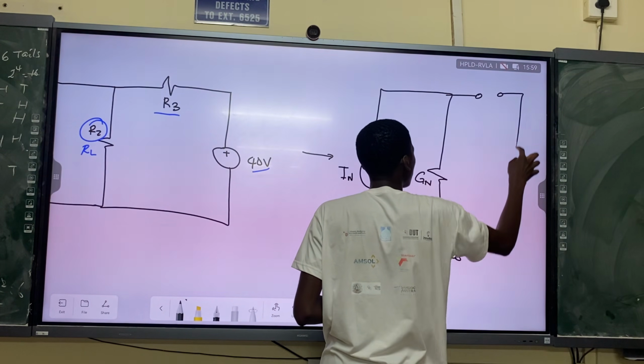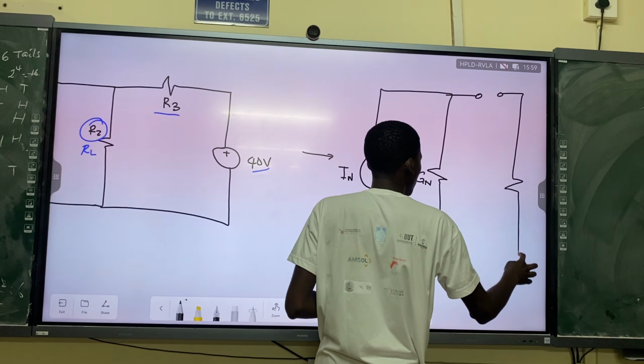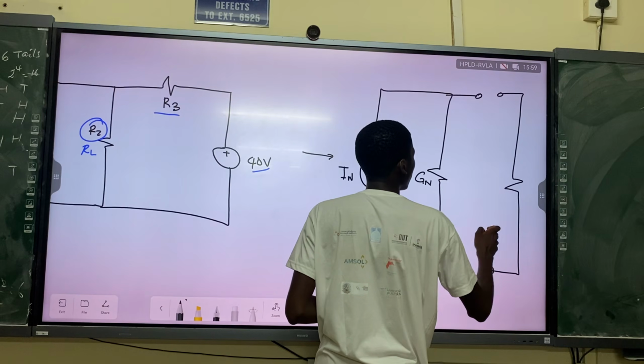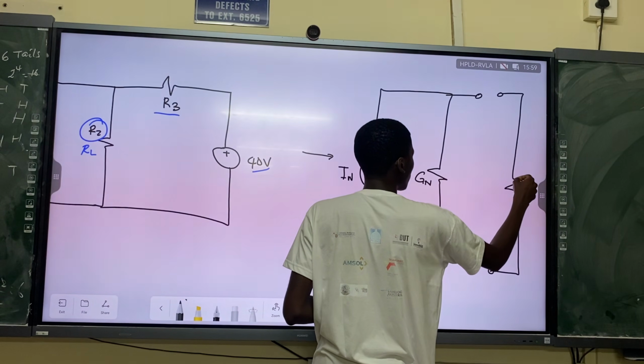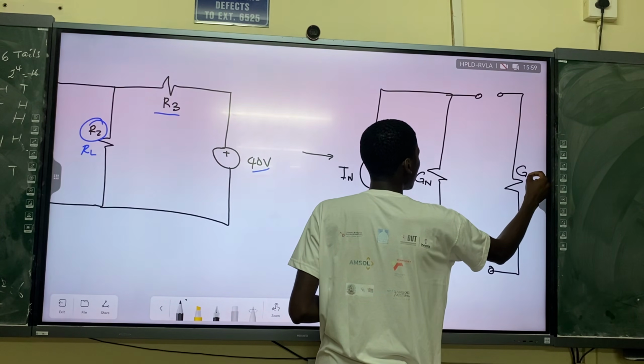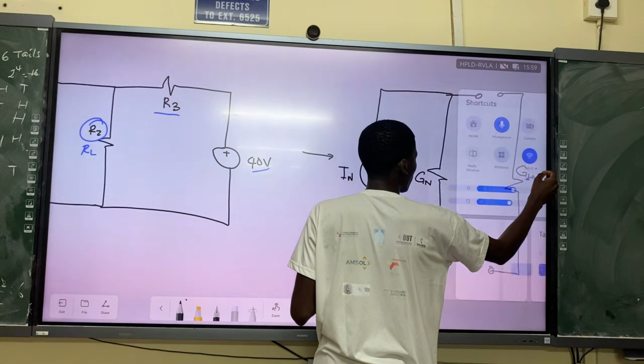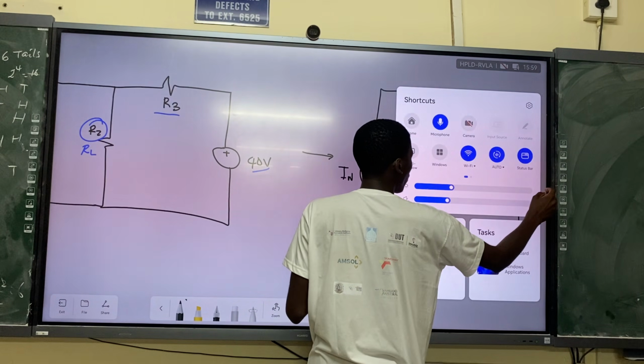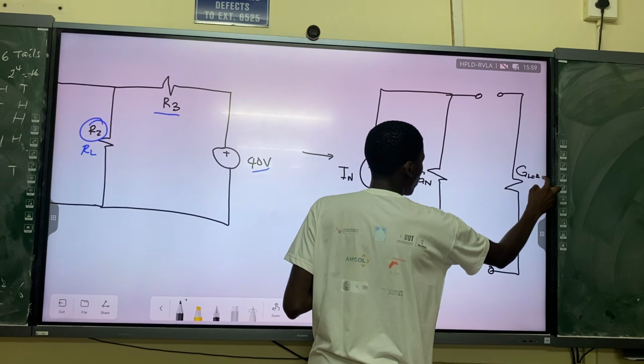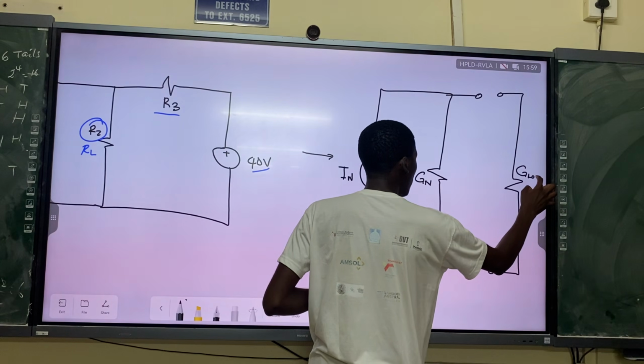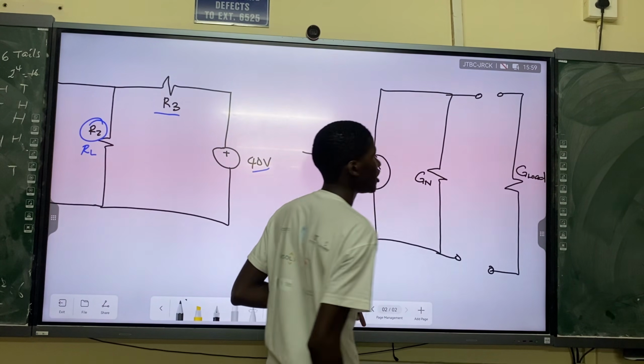R load, remember, this is our R load. But the R load rate, so the conductance rate. That's why we're going to say this is G load. Rather than saying R load, we are going to look at G load.